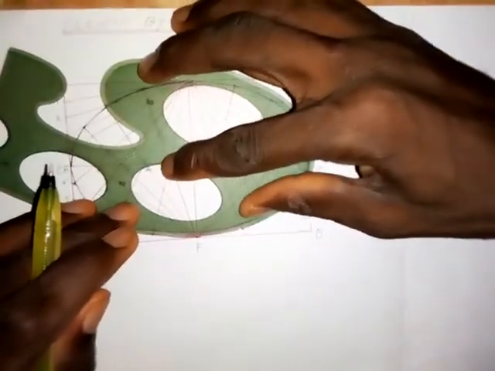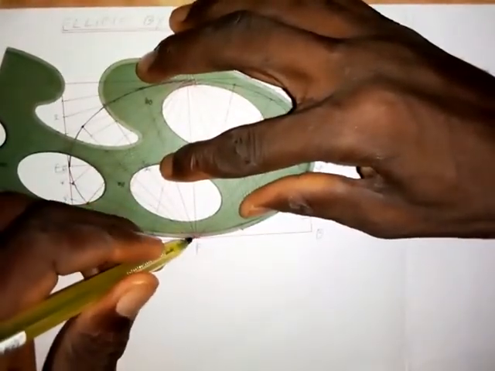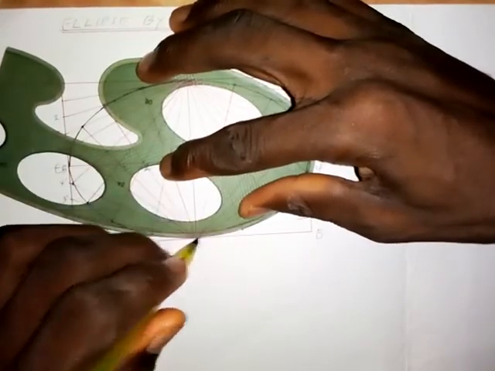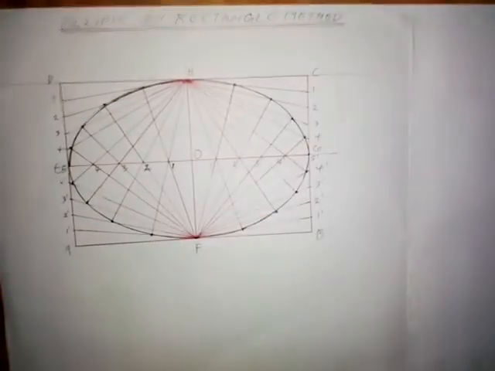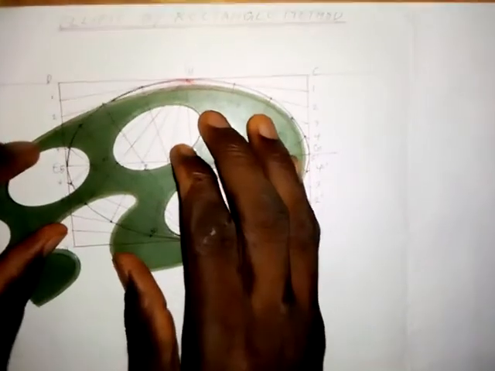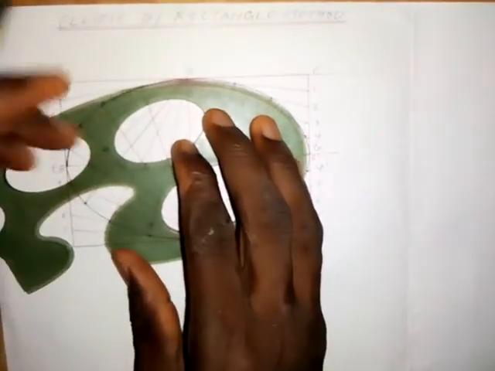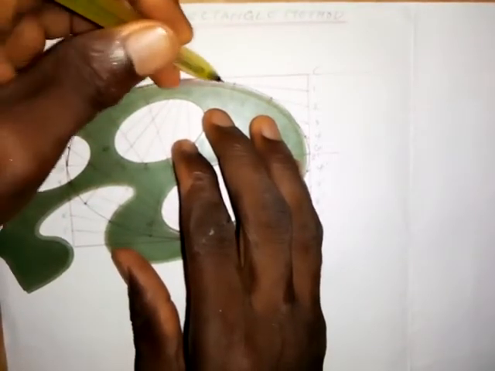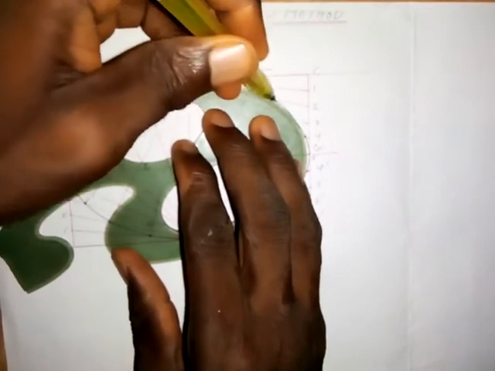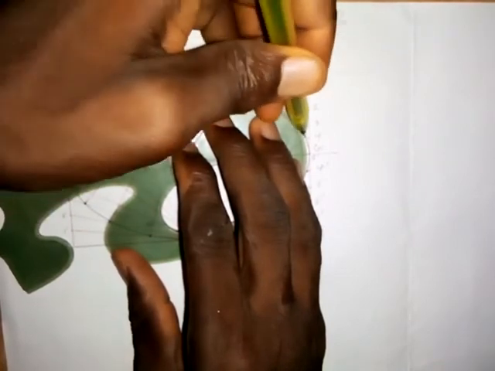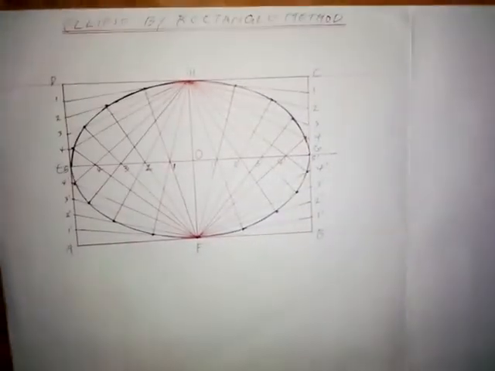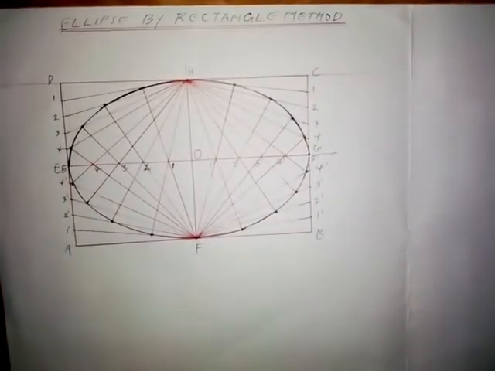So we're almost done. The last part is this. That's it. So this is the ellipse. This is the ellipse that we're asked to construct. So it's as simple as I've explained it here. All you need to do is to practice. So it's as simple as I've done it here.